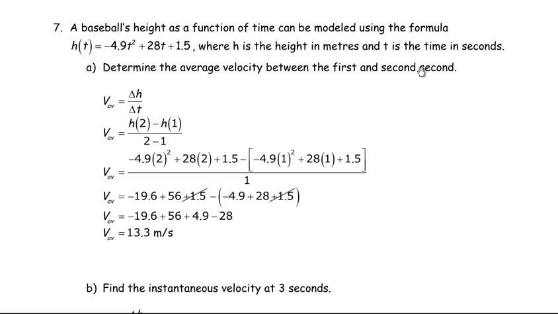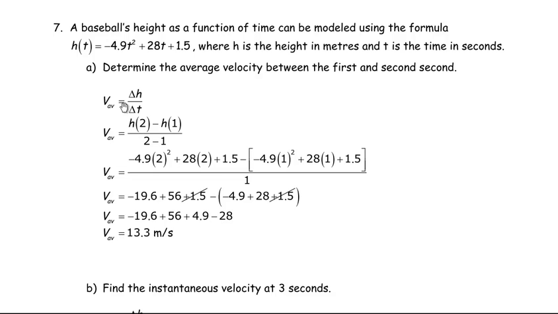And so in A here, we're asked to determine the average velocity between the first and second. My Word document thought that was a mistake when I repeated second, but of course those two words actually have different meanings here. So average velocity is change in height over change in time. So to go from the first to the second, I need to find the height at 2 seconds, the height at 1 second, and subtract them.